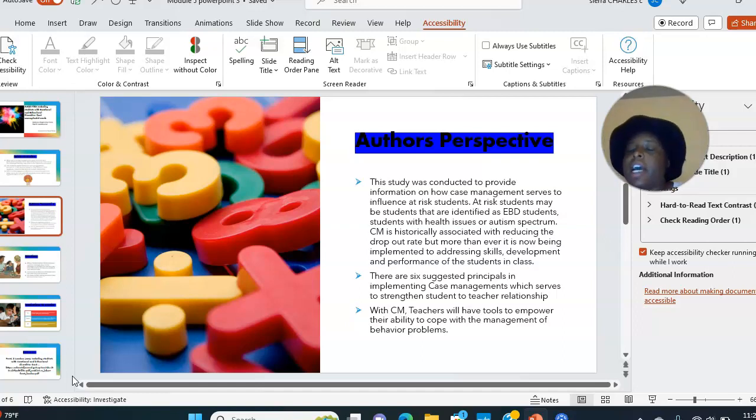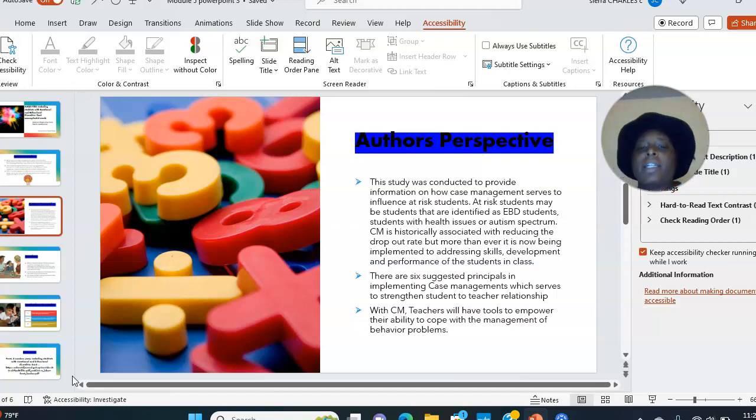Another principle is student identification. Where is the student from? What is their culture like? That's extremely important in case management because what may be acceptable at school may not be acceptable at home and vice versa. So understanding how that family operates, what their culture is like, what their values are, is extremely important. Another principle is a needs assessment. A needs assessment is extremely important as well because it identifies the strengths and the weaknesses of the student.